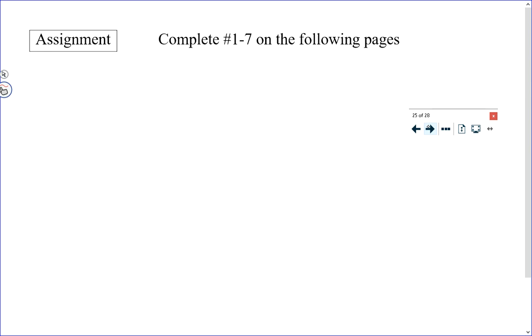Anyway, that's it. On the following pages, there are 7 questions, and the 7 questions relate to the first part of this video lesson, which is finding missing energy levels within atoms based on Bohr's model of the atom.